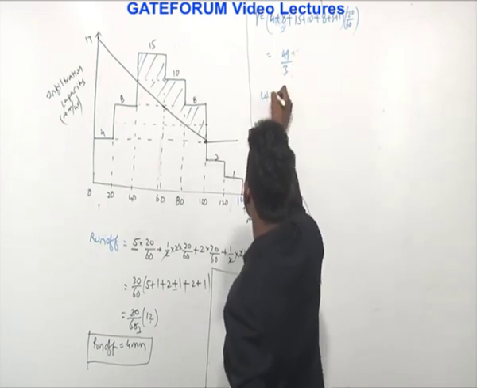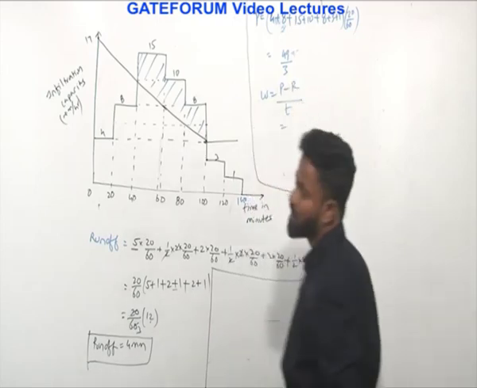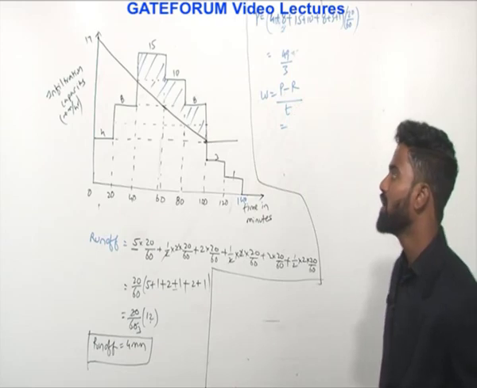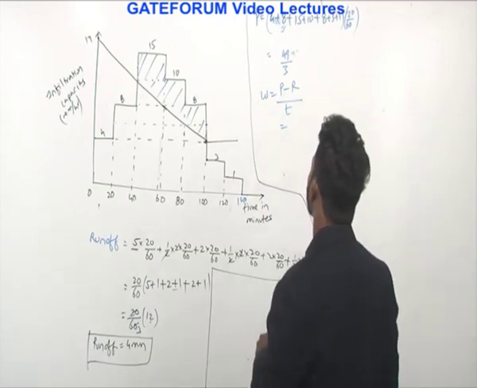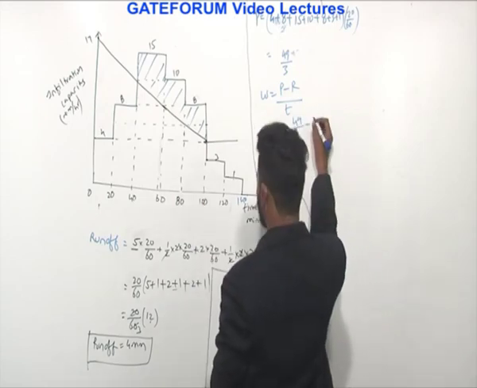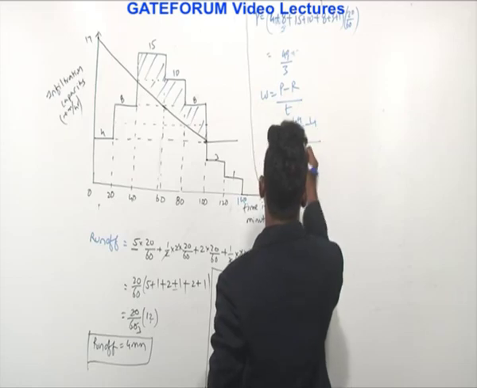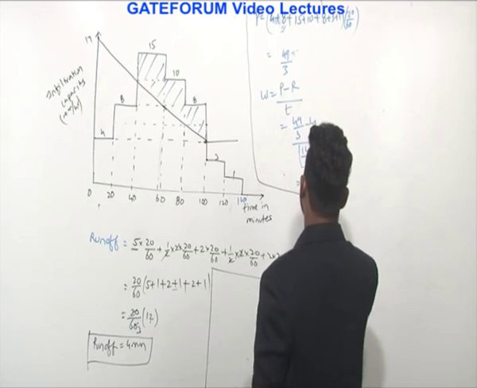W index is given as precipitation minus runoff by total time period. It is not the period of excess rainfall, but the total time period. So from this it would be 49 by 3 minus 4 by the total time period, which is 140 minutes, so 140 by 60. So 49 minus 12 is 37 by 3, by 14 by 6.